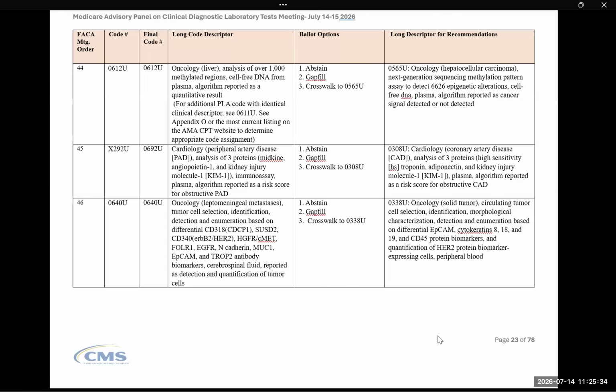Thank you. Do we have any other questions or comments from panelists or from CMS on this code? All right, if not, please vote.